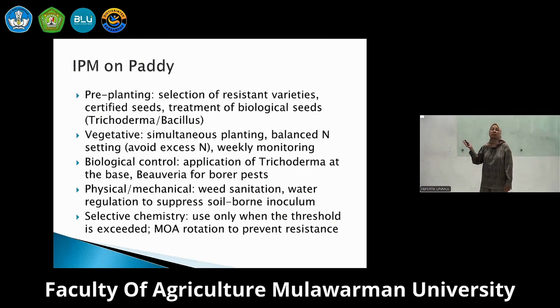Selective, if we still have to use chemicals, use the selective ones, because there are broad-range ones, so they can control a lot of pests, but there are also selective ones. If still possible, use the selective one, because why? It will not be harmful to other organisms.